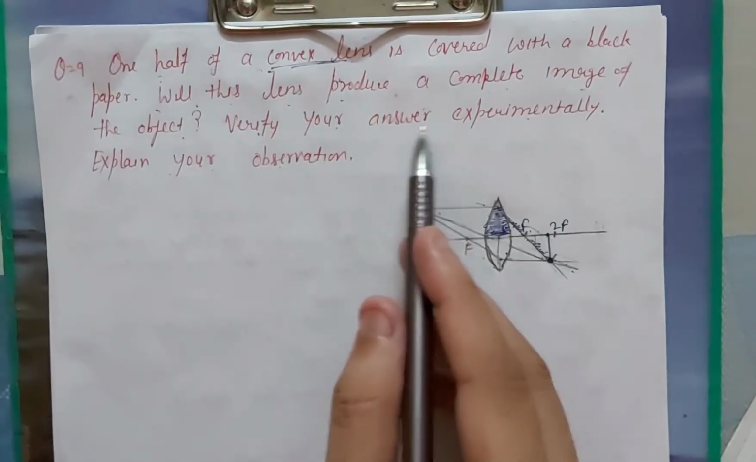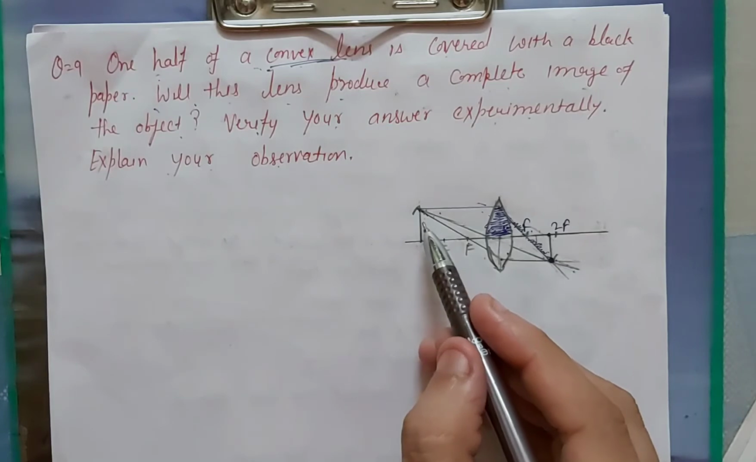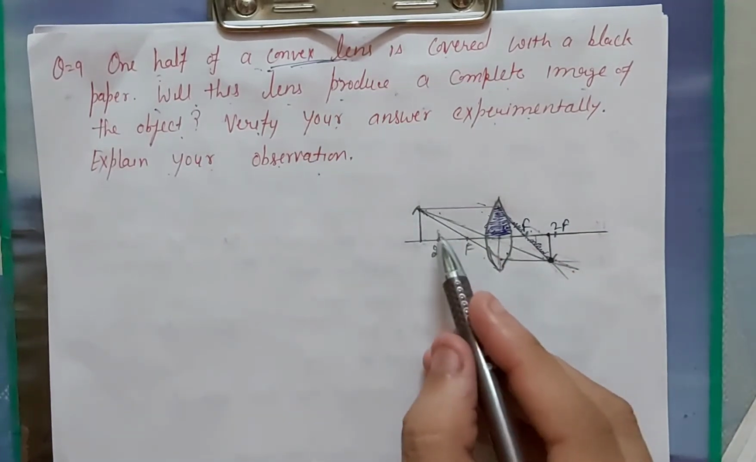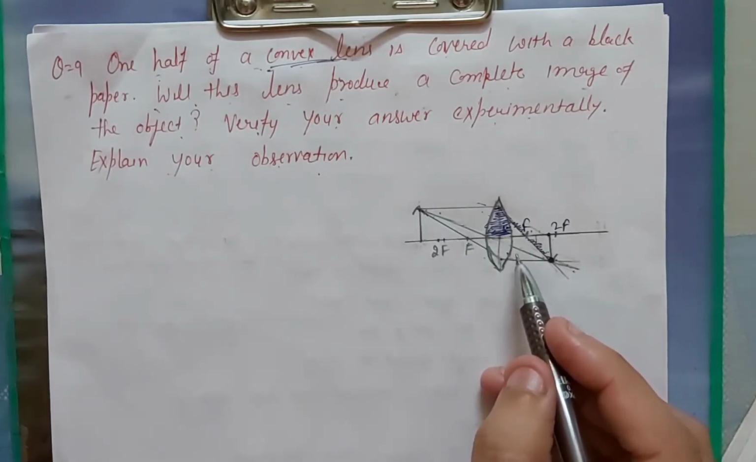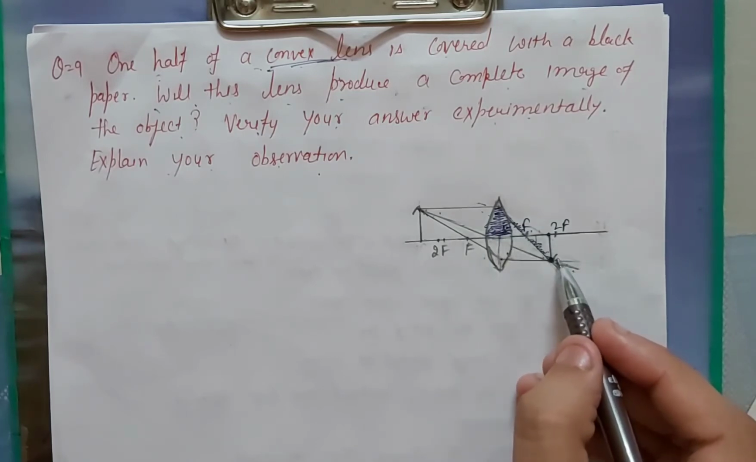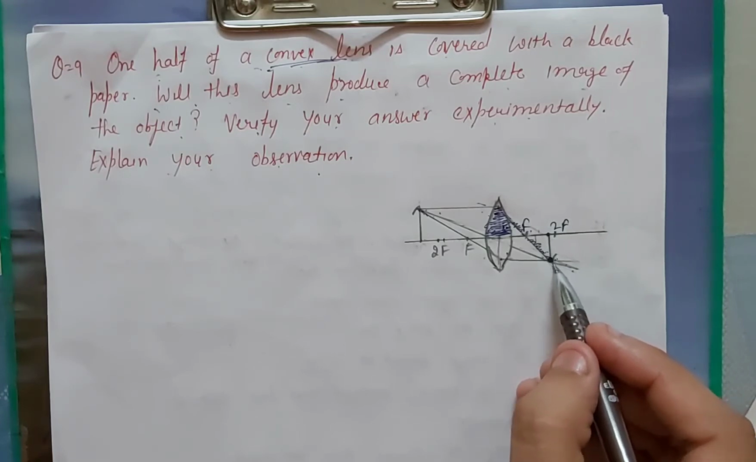So verify your answer experimentally. Explain your observation, because from the object a number of rays are coming. Suppose 50% of rays do not meet at the point, then another 50% rays will meet. But in that case the intensity of the image will decrease.